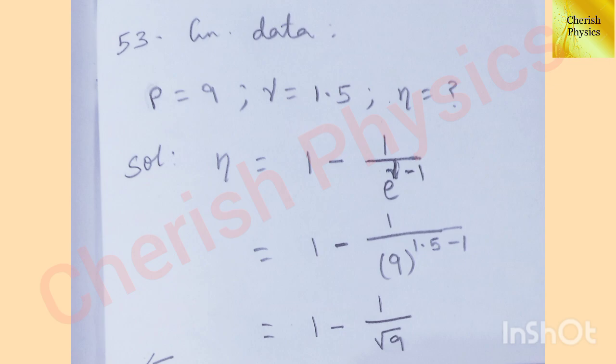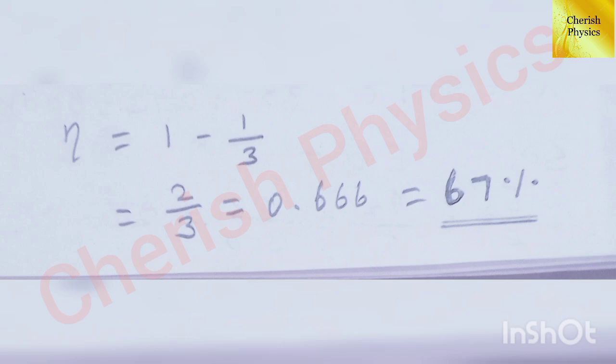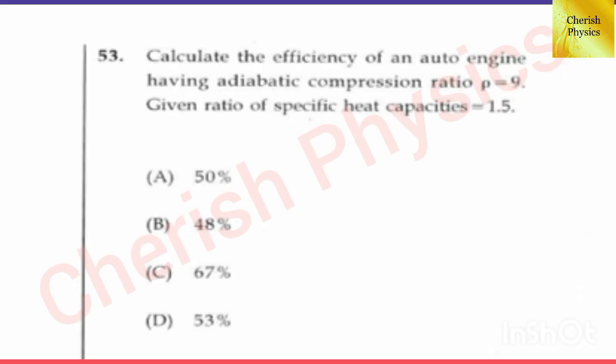Eta equal to 1 minus 1 divided by rho to the power gamma minus 1. Substitute the values, we get 1 minus 1 divided by 9 to the power 1.5 minus 1, which is 0.5, that we can write as 1 by 2. 9 to the power 1 by 2, which is root 9. Hence, eta equal to 1 minus 1 divided by root 9, which is 3. Hence, eta equal to 1 minus 1 by 3, which is equal to 2 by 3, which is equal to 0.666. In the percentage form, the answer is 67%. The answer is option C.